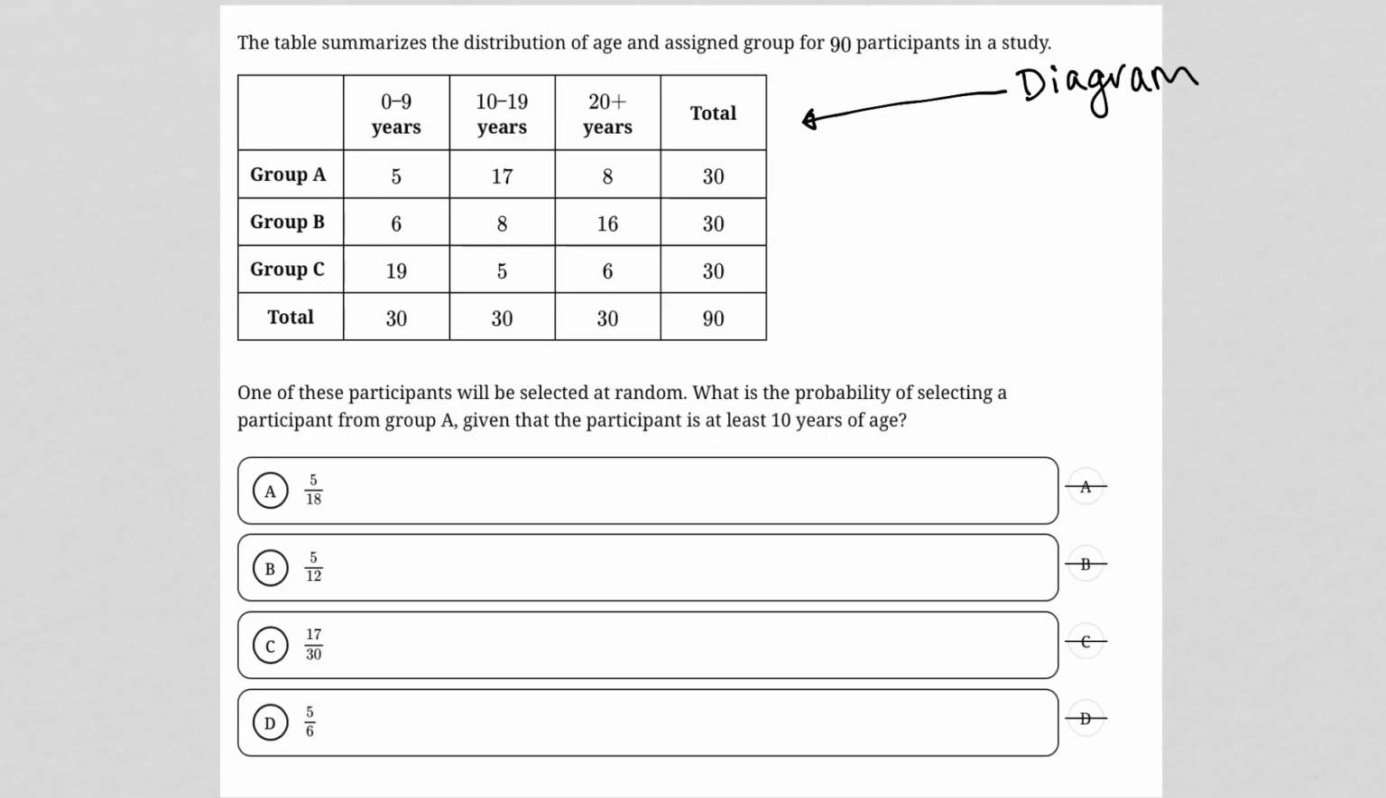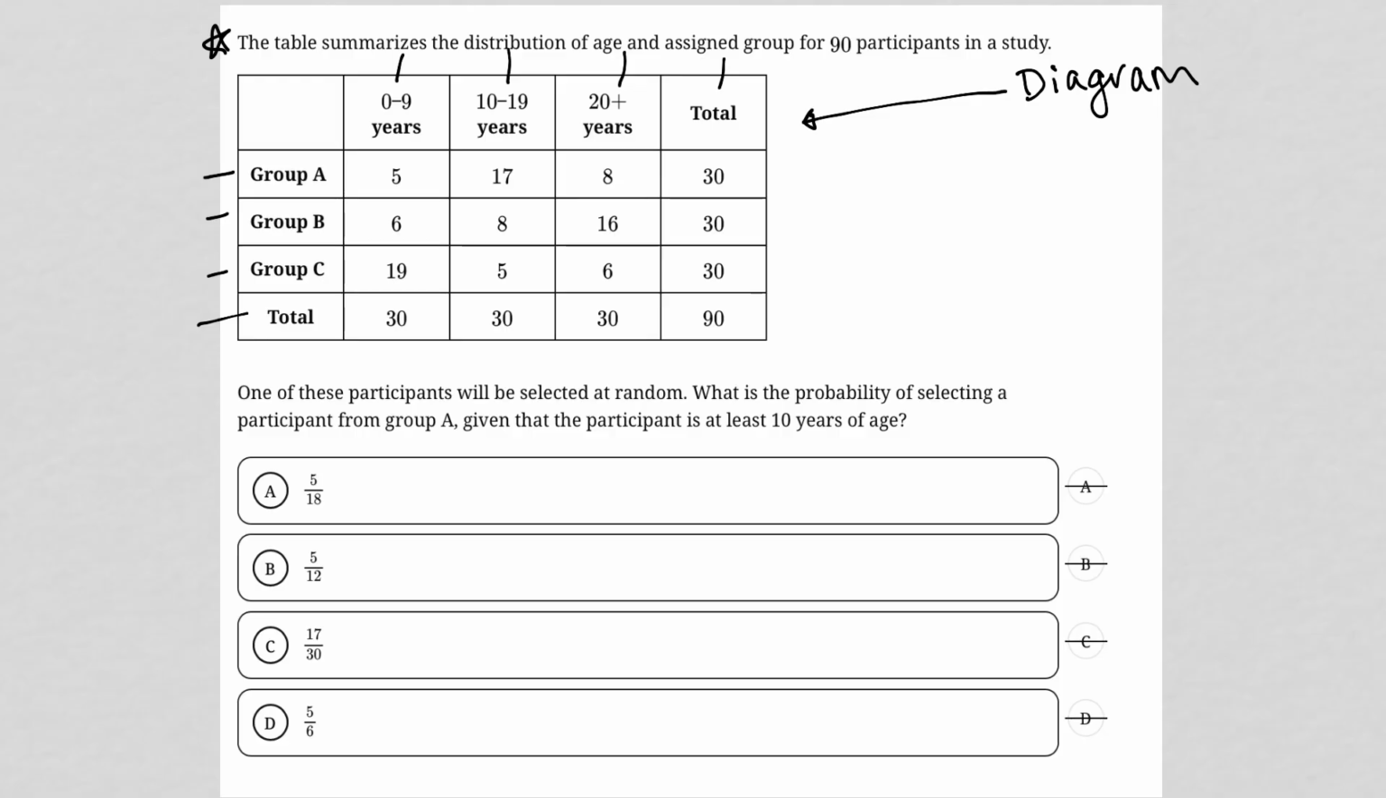read it carefully. So it looks like in this table that we have three groups: Group A, Group B, Group C. And then we have these age ranges, or years ranges at least. So between 0 and 9 years, between 10 and 19 years, and 20 plus years. And we have totals, of course, column and total rows. So now I'm going to read this. I think I understand that table pretty clearly.